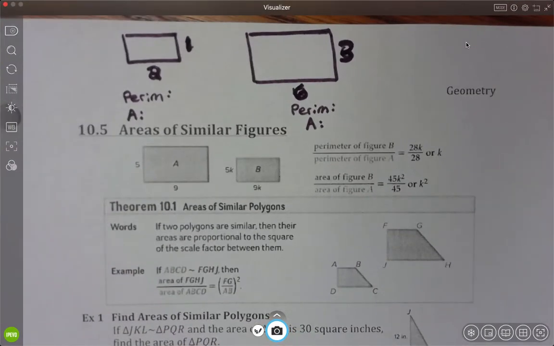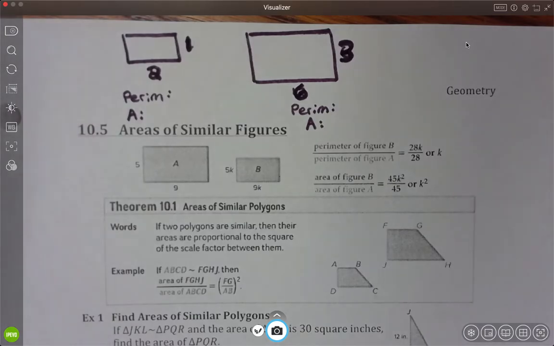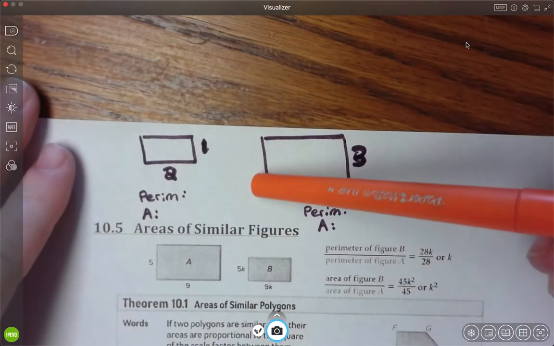All right, section 10.5, geometry. This is another kind of tricky section, but it's a pretty easy concept if you understand what's going on here. So I'm going to start off by looking at two figures up at the top here.